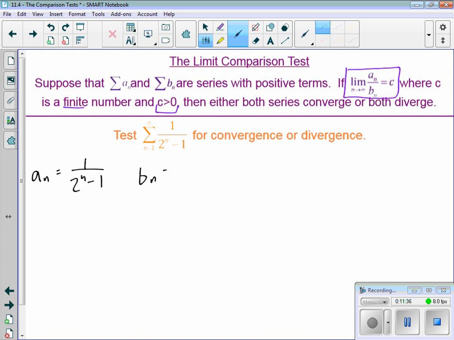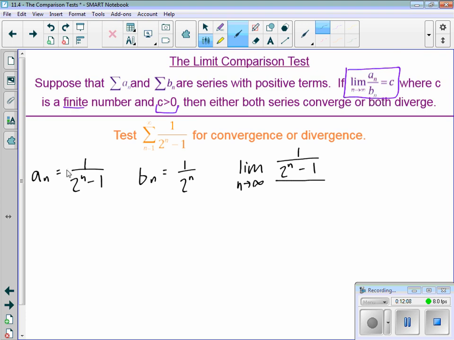And b sub n, what we're going to compare it to is the dominant pieces, which will just be 1 over 2 to the n. And then we're going to do our limit here. And sometimes multiple tests work, so if you do it one way and someone does it a different way and you want to check with me, you can, but a lot of times it's fine to do them different ways, and you should get the same answer, though.